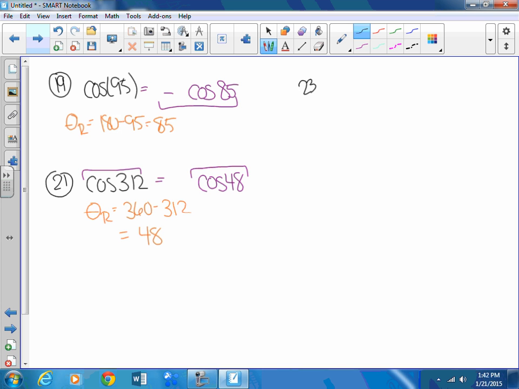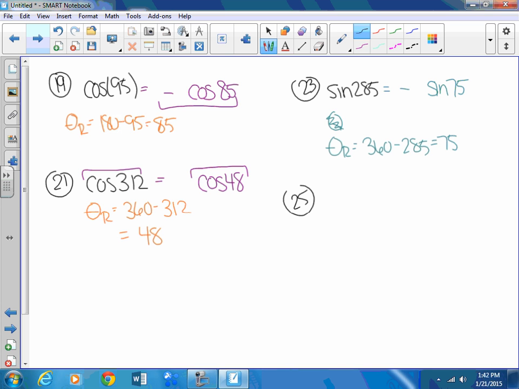For 23, I do the sine of 285. 285 is in quadrant 4, so for my reference angle, I'm going to do 360 minus 285, which is going to give me 75. So this is equal to the sine of 75, and I do need a negative sign. In quadrant 4, my signs are negative, so I need to make the sine of 75 negative.